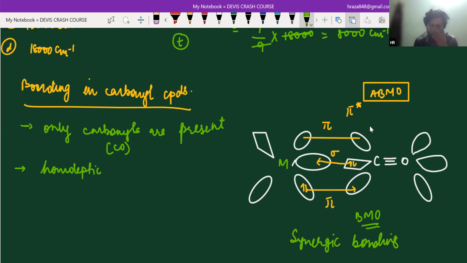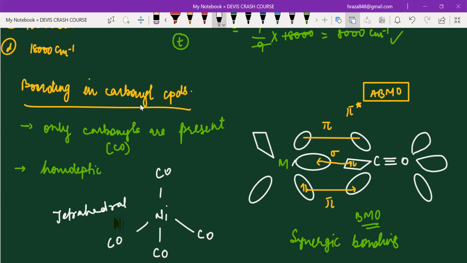Now you know that these carbonyl complex compounds have central metal oxidation state 0. It will always be 0. So Ni(CO)4 has a simple structure. Tell me the geometry. It will be tetrahedral.